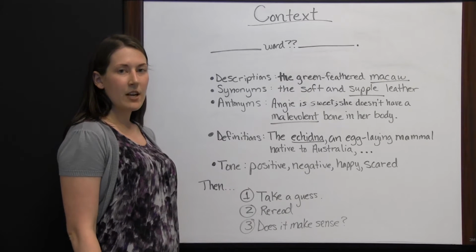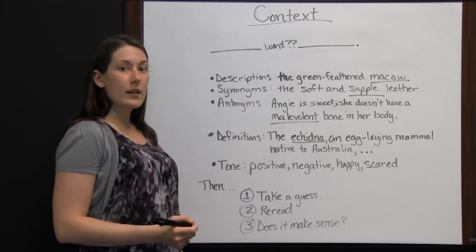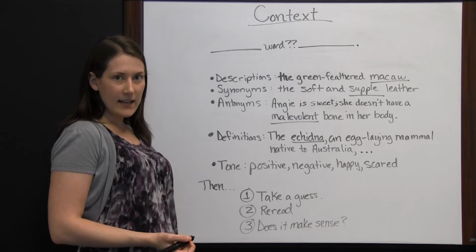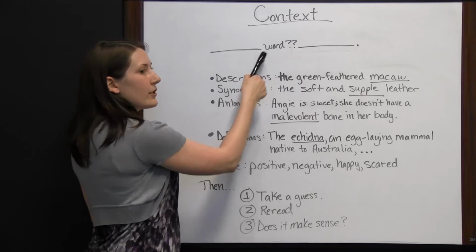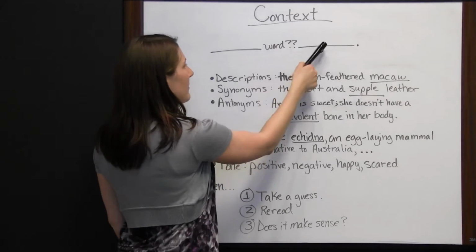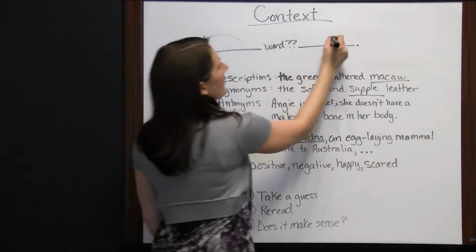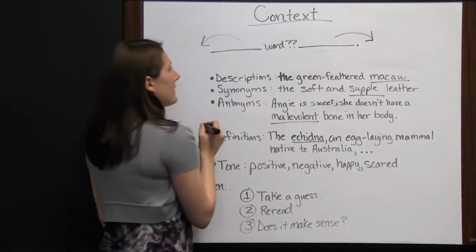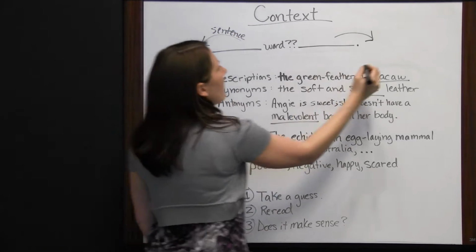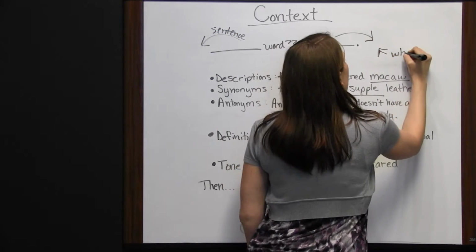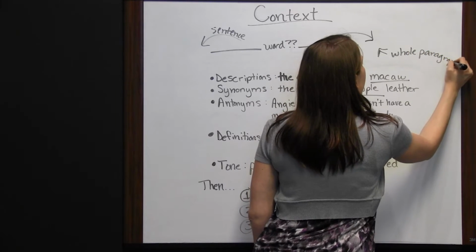Context. Sometimes when you're reading and you come across a word that you don't know, you can use context clues to make an educated guess as to what the word means. Now when you're looking at the word you don't know, you don't want to just look right before and after the word. You usually want to look at the sentence before and the sentence after. And sometimes you even have to look at the whole paragraph to get an idea of what that unfamiliar word means.